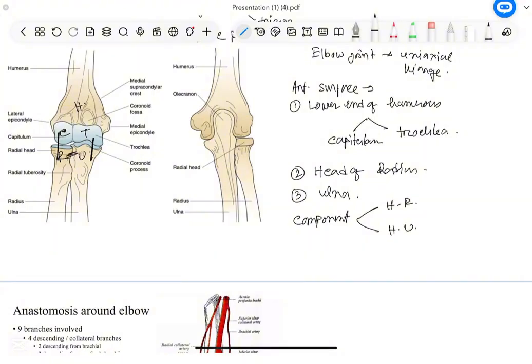Now if with these components the superior radio-ulnar joint is also included, then it will be called the elbow complex. So that's all about the articular surface related information.